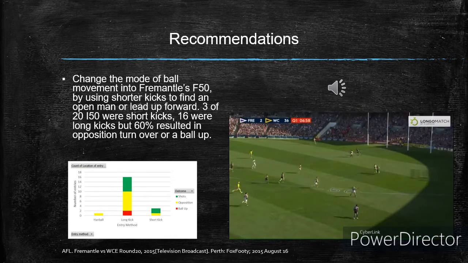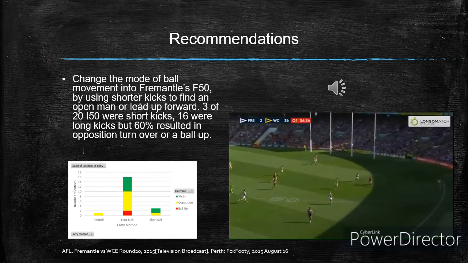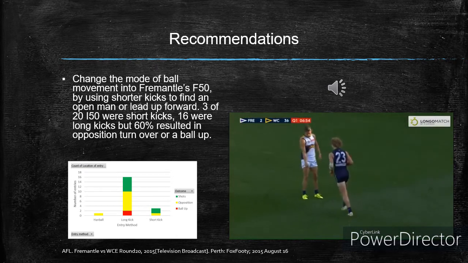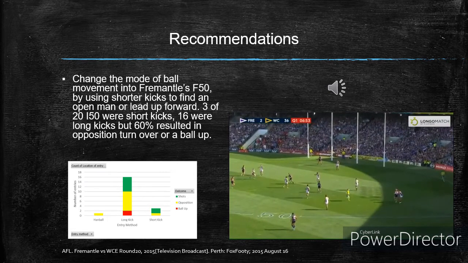Recommendation 1. Change the mode of ball movement into Fremantle's forward 50 by using shorter kicks to find an open man or lead up forward. In the first half, 3 of 20 inside 50s were short kicks. 16 were long kicks, but 60% of those resulted in opposition turnover or a ball up.